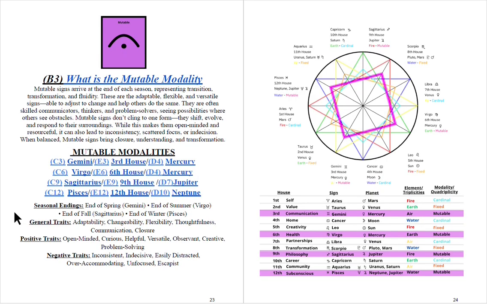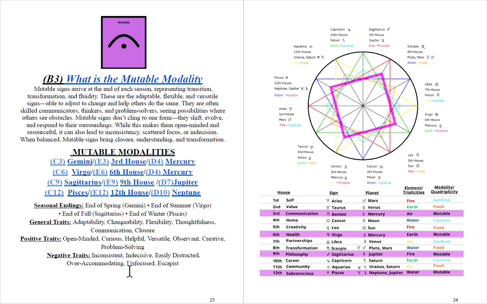Now, like we said earlier, mutability is season ending. The seasons, they end. The ending of spring is Gemini. The ending of summer is Virgo. The ending of fall is Sagittarius. And the ending of winter is Pisces. So it shows you that it comes full circle, and once it ends at Pisces, it starts out in Aries in the next one. Every new beginning starts from something else's ending.